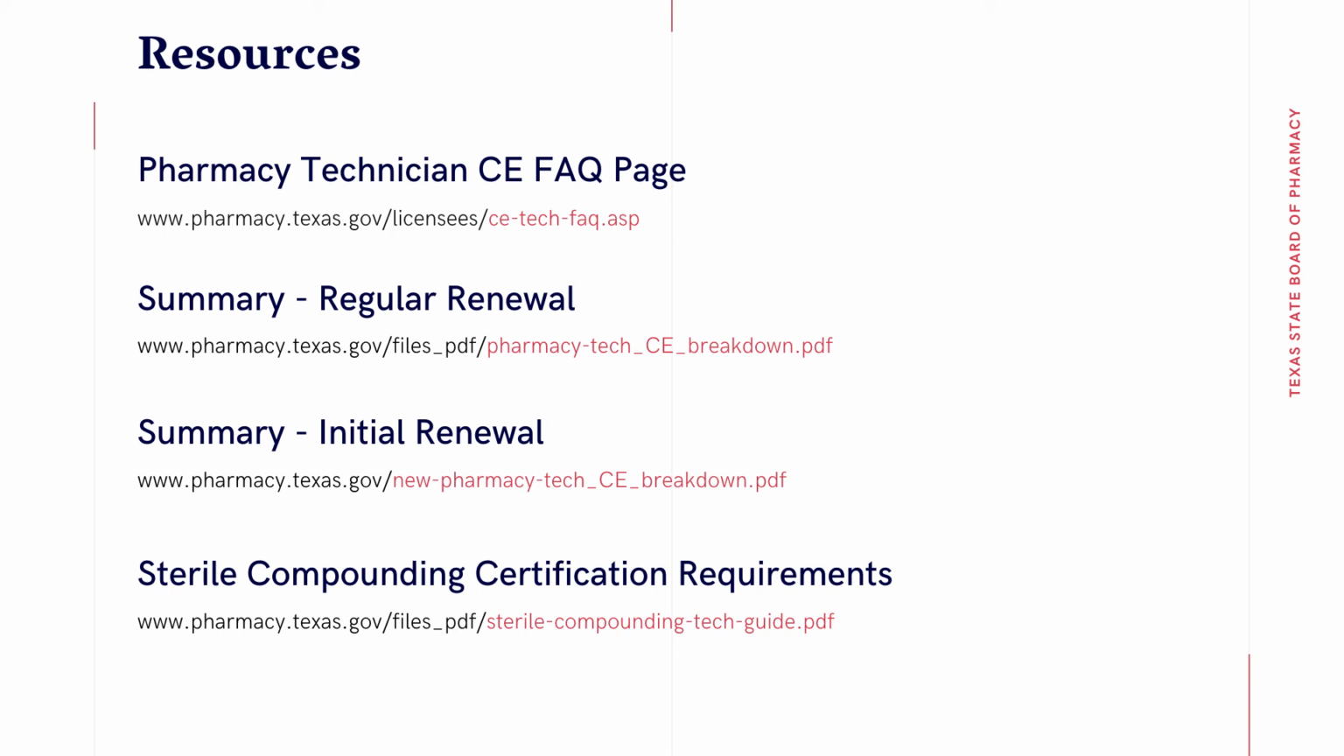There are also direct links listed here for the single-page summaries of the CE requirements for both regular renewal and initial renewal. And if you're curious about the sterile compounding certification or the CE required to maintain that certification, you can also take a look at the PDF listed at the bottom.